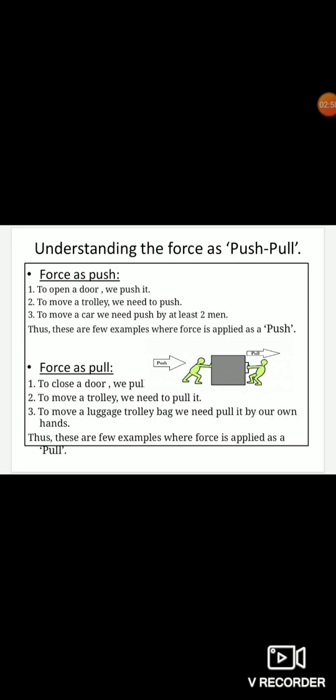Here I have given some examples. To close a door, we pull. Basically at night when we go to bed for sleeping, we close the doors. So what do we do? We pull the door to close it. To move a trolley, when we are at the station or at the airport, we are moving with our trolley, we need to pull it. To move a luggage trolley also, we need to pull it. These are a few examples of force which is applied as pull.